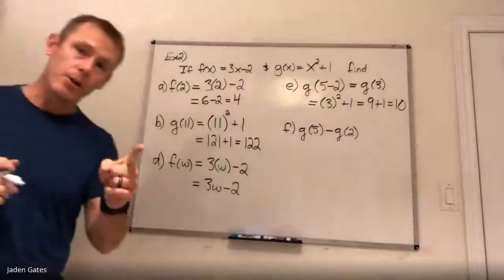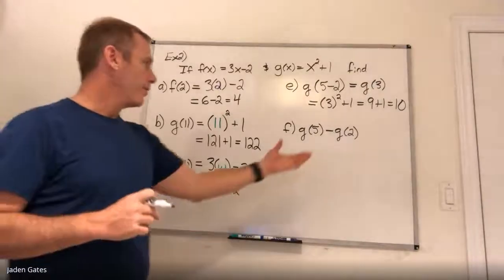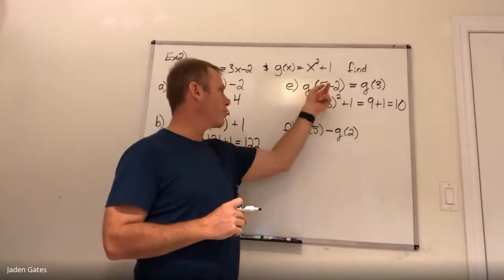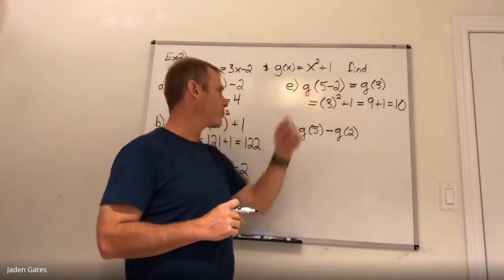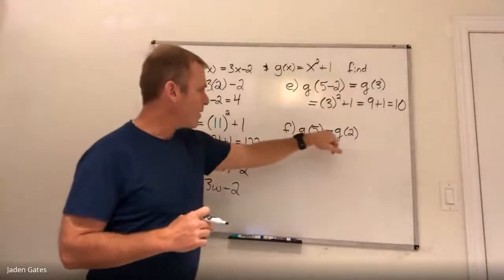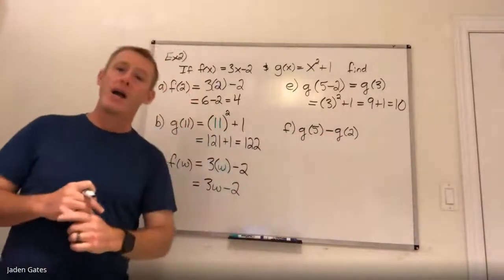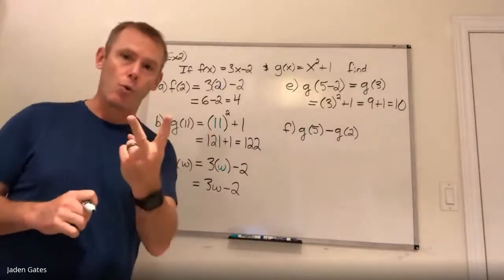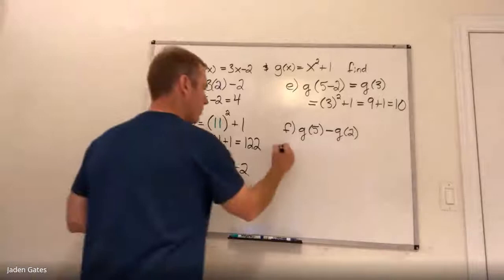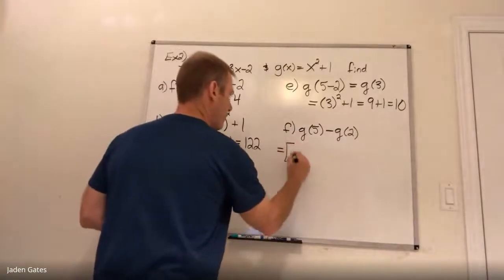So similar but different. These are separated into two separate functions, where here this was just one function where I could do the subtraction inside. That's not the case here. What g of 5 minus g of 2 is saying is I have to substitute into the g equation twice, then subtract the answers. And so what I end up with is I've got g of 5 here.